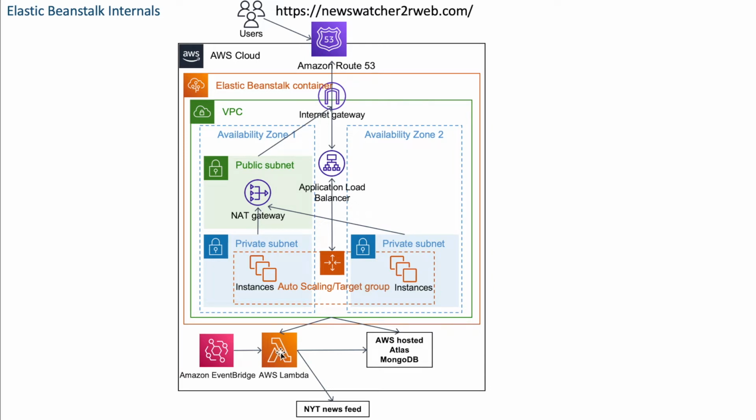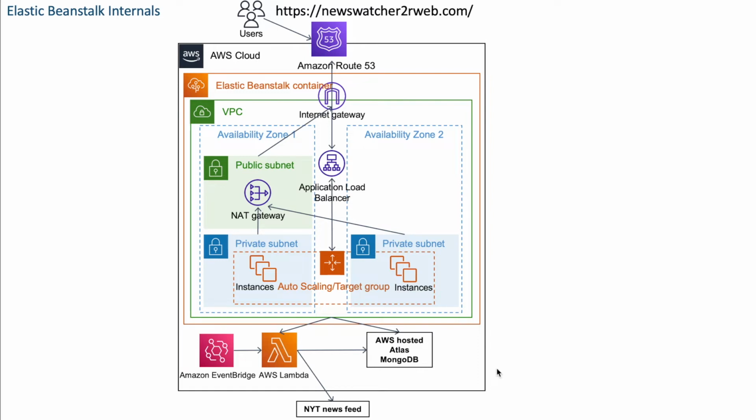The Lambdas, of course, scaling is pretty much infinite. You get 1,000 invokes at a time when you set it up. You can actually up that amount. We won't reach anywhere near 1,000 probably with the number of users that are using Newswatcher.